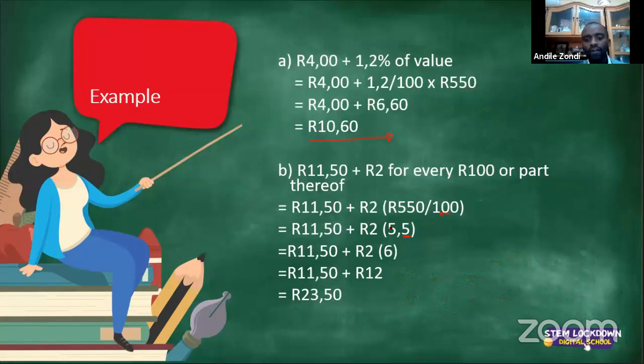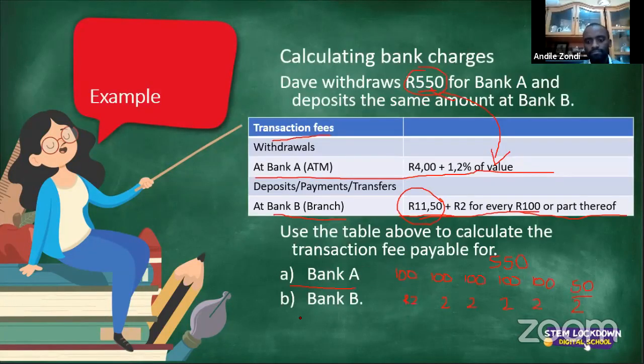So I'll round up 5.5 to 6, and then I'll have 11 rand 50 plus 2 rand, there's the 2 rand, times 6, 12 rands. So 11 rand 50 plus 12 rands, it will be 23 rand 50. So basically 11 rand 50 plus this 12 rand, because they are 6 2 rands.